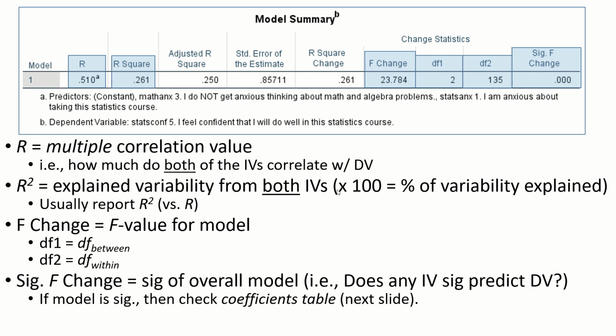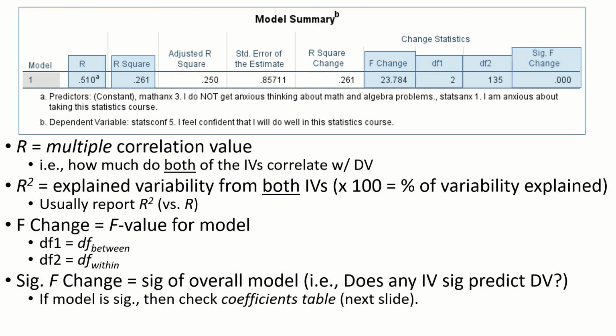So we know that both of the independent variables explain 26.1% of the variability in our outcome. We know that at least one of them uniquely predicts our outcome here. So we don't know if both do or if one is going to win out. We need to find out which independent variables predict the outcome here. We need to check the coefficients table, and that will be in the next video.